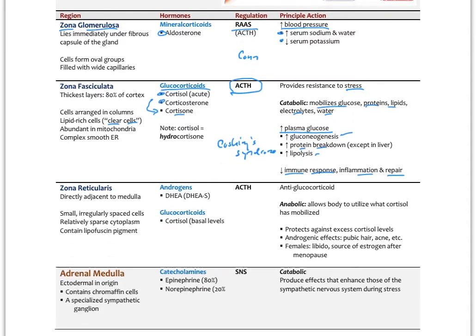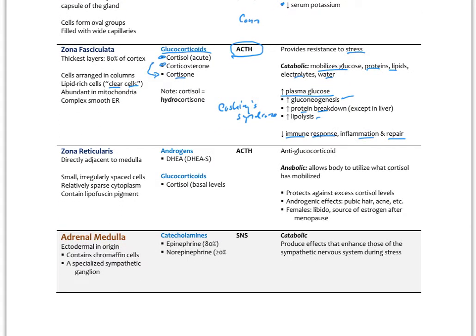Then the innermost region of the cortex, right up against the medulla, is the reticularis. And this is composed of small, irregularly spaced cells. They have relatively sparse cytoplasm, and they contain a lot of lipofuscin, which you remember is a lipid deposition product. And the reticularis secretes primarily androgens, and the main androgen is DHEA. And there are enzymes in the adrenal which can then sulfate the DHEA. They put an SO4 group on, and this makes it more water soluble. And so DHEAS is the primary form of DHEA carried in the plasma.